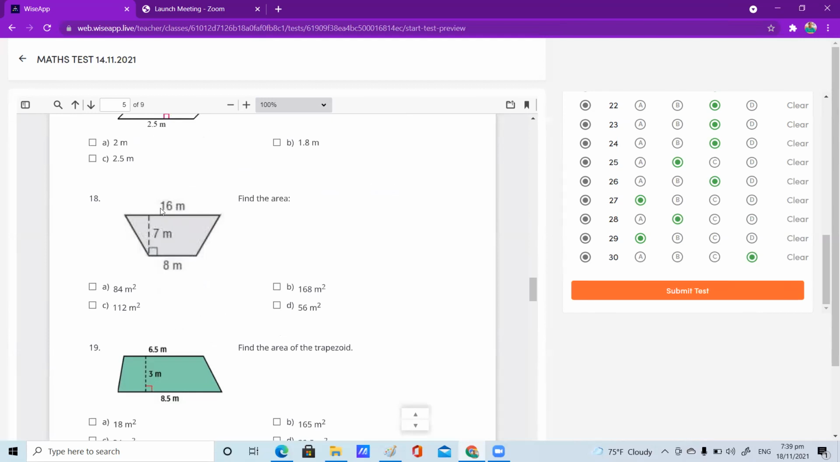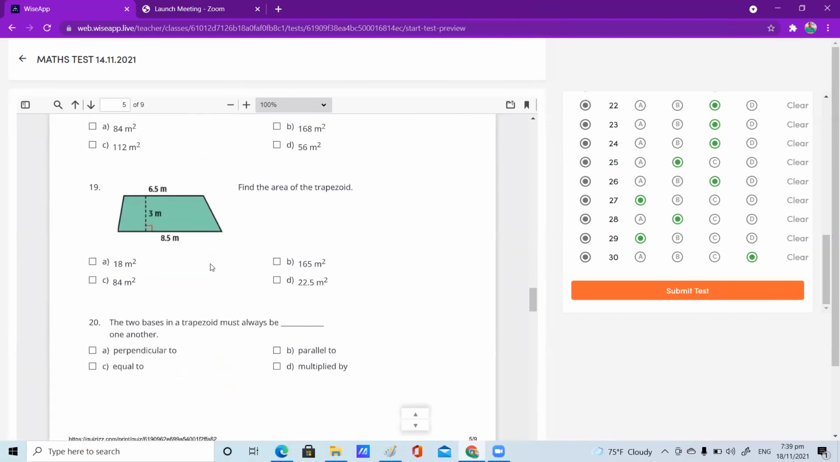And question 18 is a trapezium. The area of a trapezium is the sum of parallel sides multiplied with height, divided by 2. So you are getting 84. Trapezium and trapezoid have the same meaning, children. Same terminology, even they can use it. Don't get confused about what a trapezoid is.